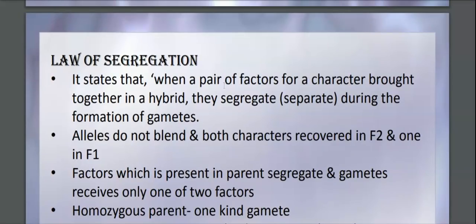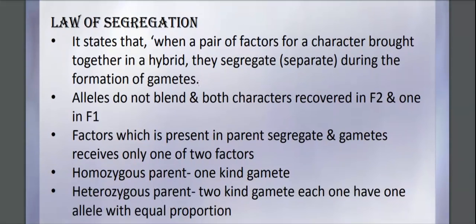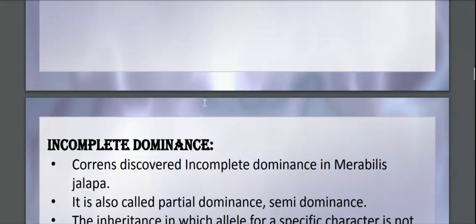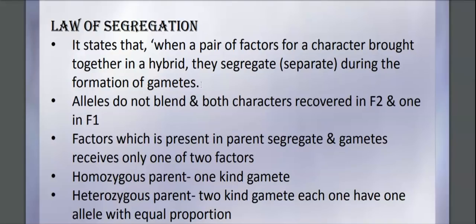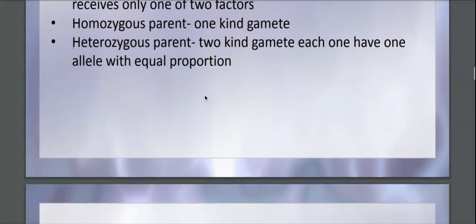Here it states that when a pair of factors for a character are brought together in a hybrid, that means when you're making a hybrid, we're using two different parent plants, the genes will not blend, they segregate and separate. And during gamete formation, there's no blending when the gametes are formed, but there is segregation and separation. This is what he said. So this we will understand in a much better way when we take up dihybrid cross. Right now we have seen only monohybrid cross.